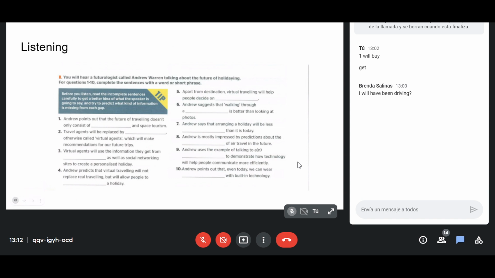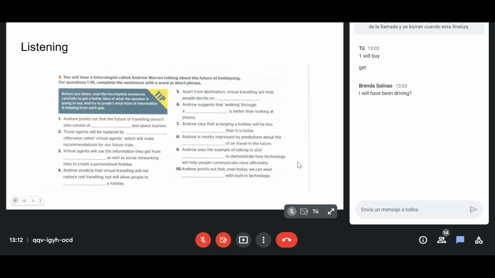Module 4. Pack your bags. 4B. Listening 1. You will hear a futurologist called Andrew Warren talking about the future of holidaying. For questions 1 to 10, complete the sentences with a word or short phrase.